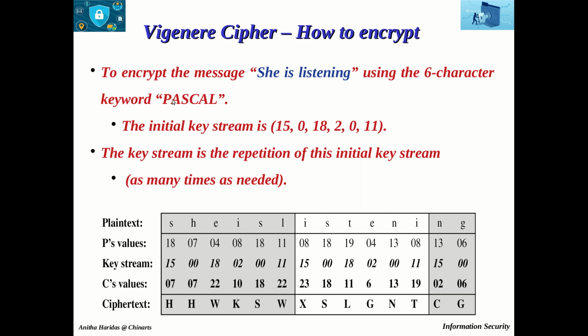To encrypt this message using the 6-character keyword Pascal, the initial key stream will be the corresponding integer values of Pascal: 15, 0, 18, 2, 0, 11, and this will be repeated. This is going to be the repetition of this initial key stream as many times as needed, right? It depends on the length of the plain text. So depending on the length of the plain text, the repetition will be done as many times as required. And this is how we use the Vigenere cipher.